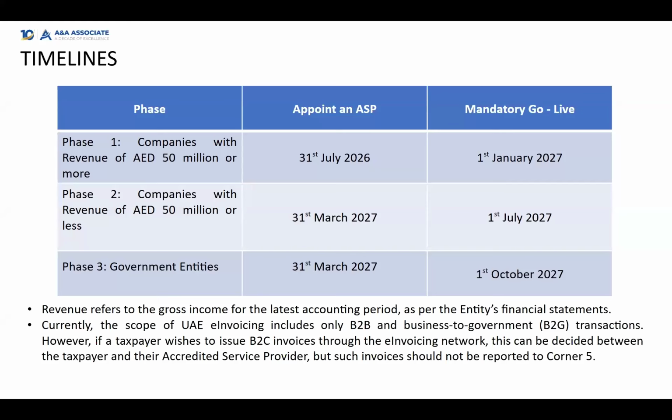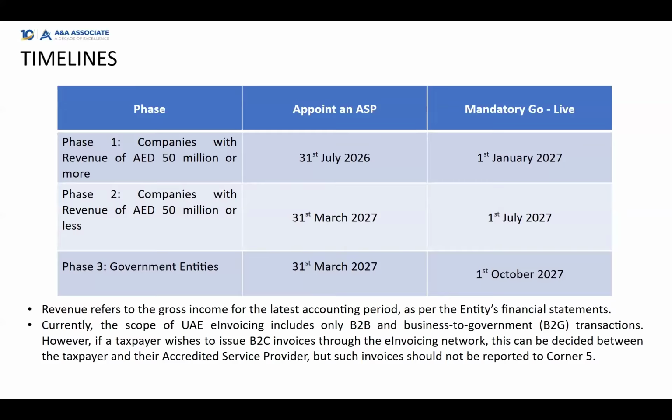Now, one important thing to keep in mind here is that it is always important to follow these particular timelines, because if you do not follow the timelines, there are corresponding penalties associated with it. And currently, as per the FTA rules and regulations, we have around 16 pre-approved e-invoicing accredited service providers, and we are expecting more to be approved in the coming future.